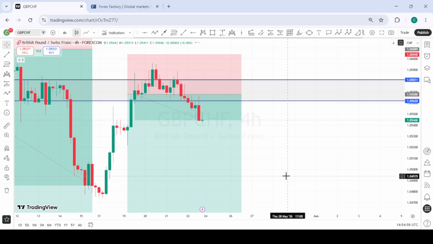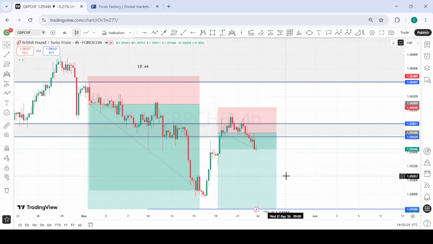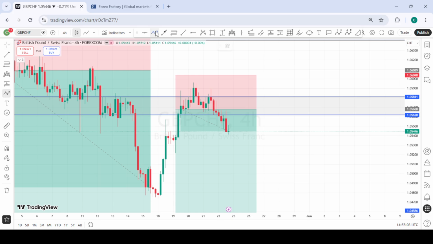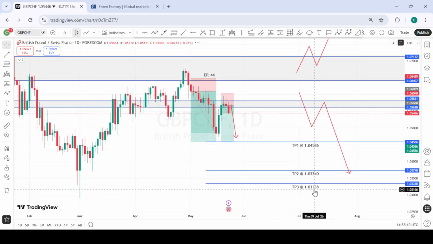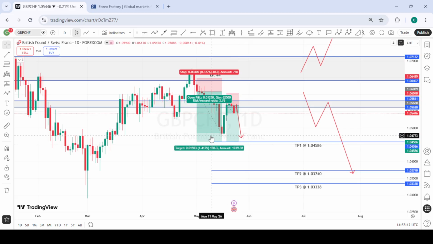So if I drop into the 4-hour time frame, if we're able to get a possible pullback into this area of interest, once again, we are going to look for selling opportunities to the downside. This time around, we are going to target the other targets we have below. So initially, we're targeting TP1.